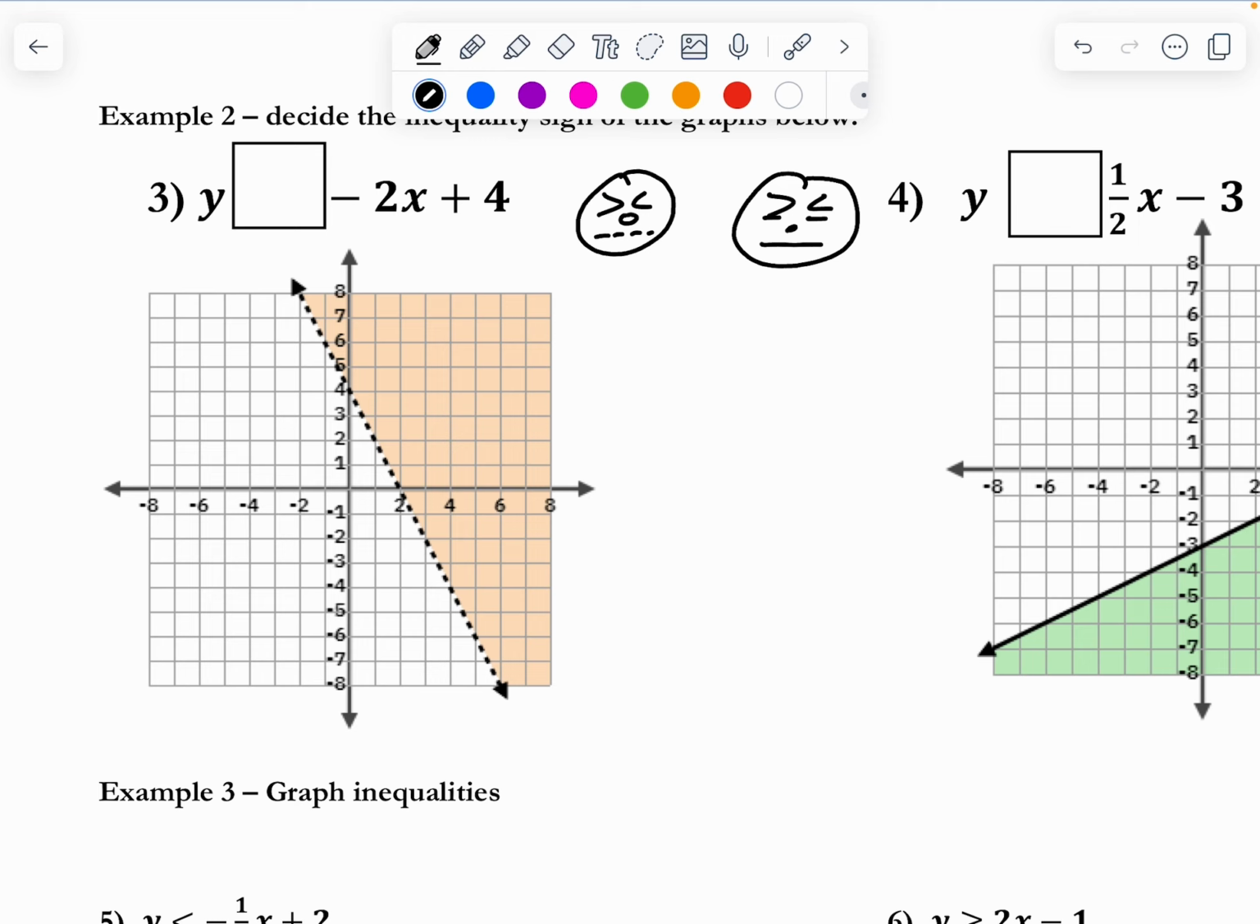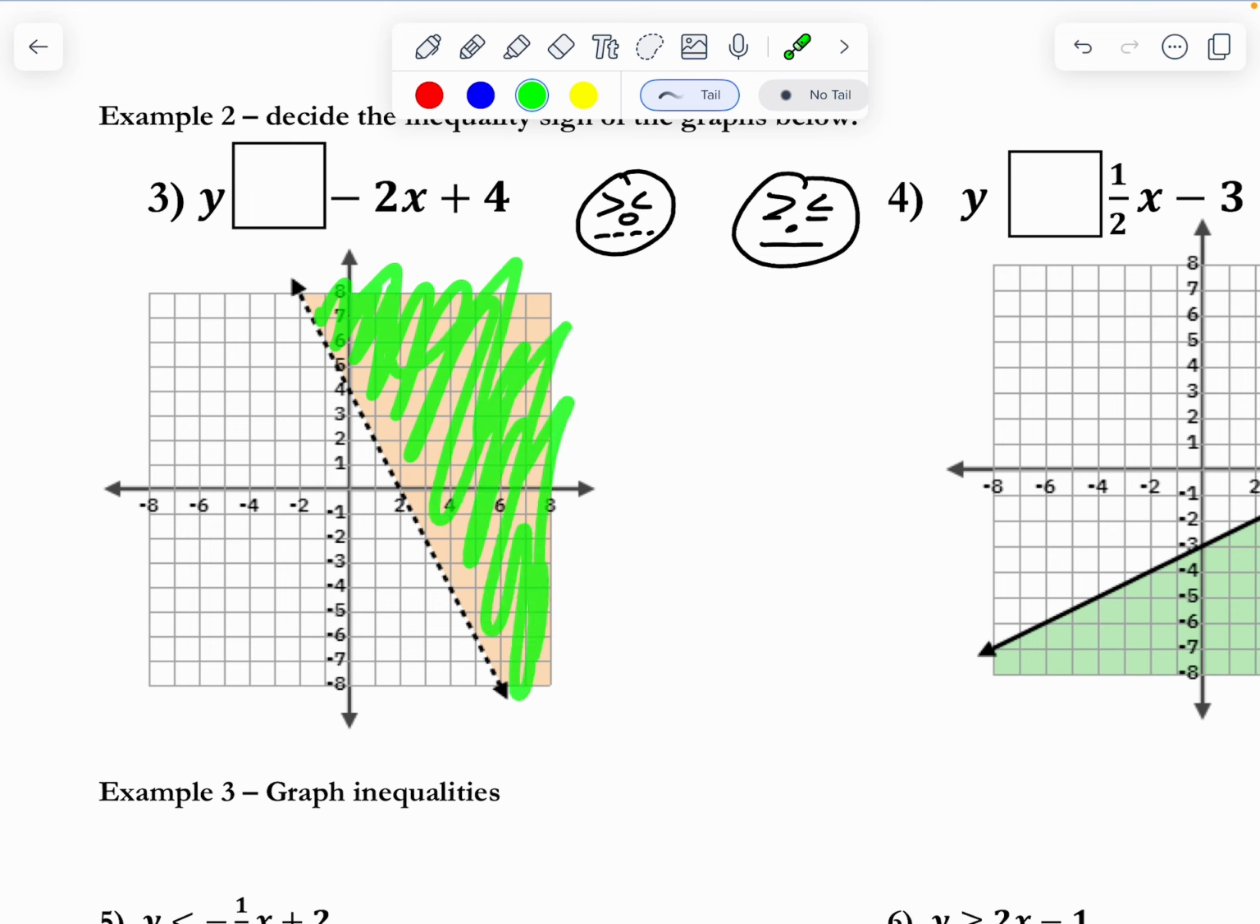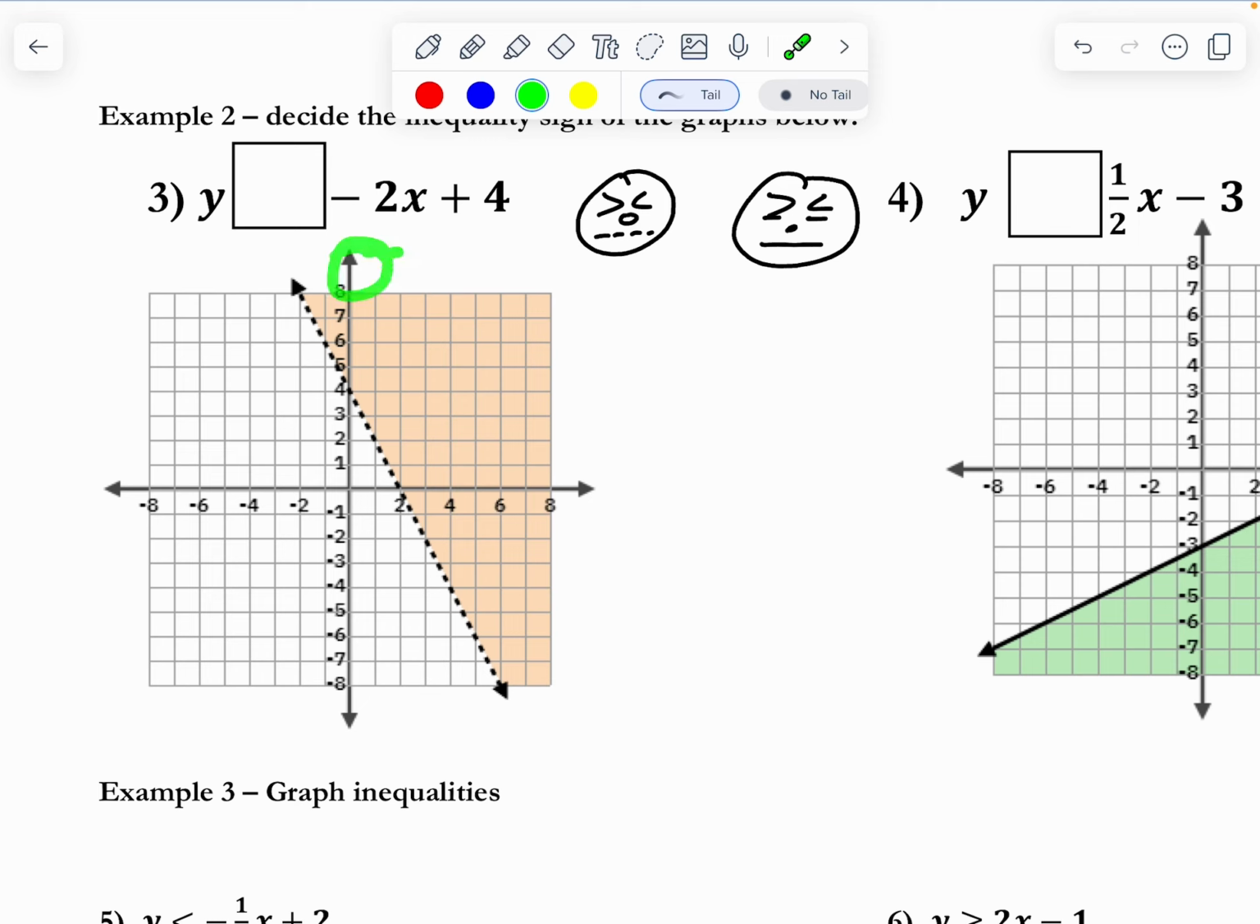The way that I like to do these whenever we have y is I like to check to see where the shaded region is going. Is it touching my up arrow or my down arrow? Notice that it's not touching it, but it's going towards my y arrow, my up arrow. So because it's going towards my up arrow, this is going to be a greater than sign. And that's all we got to do for this one.